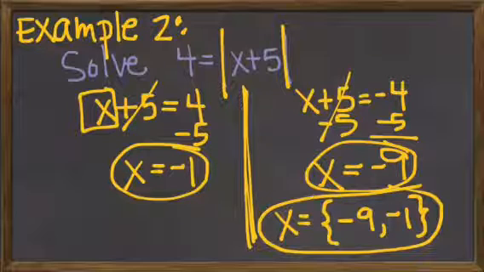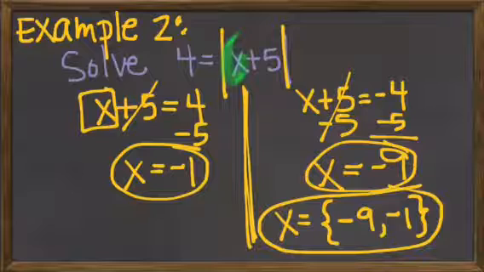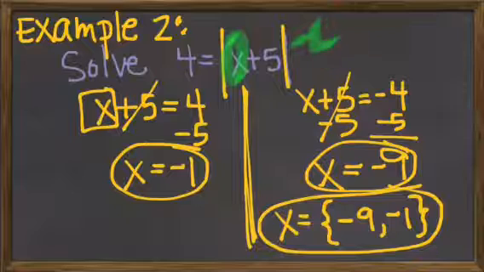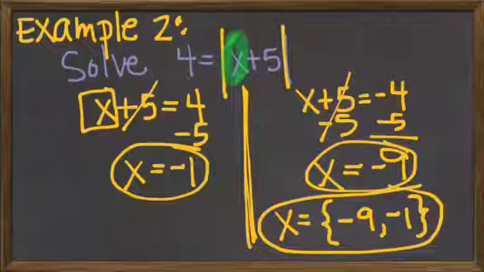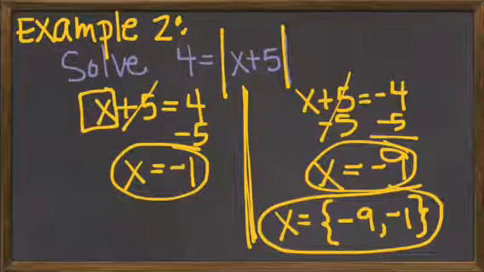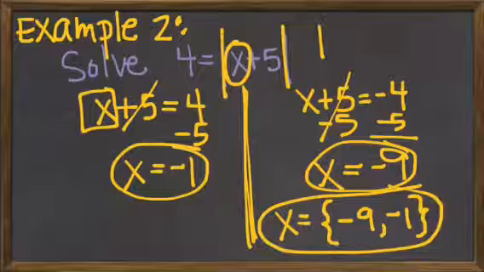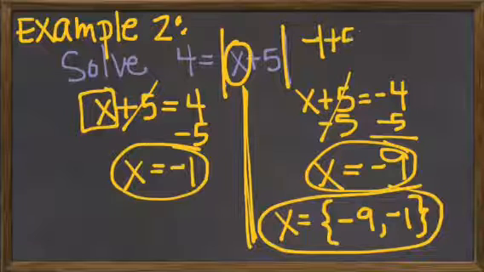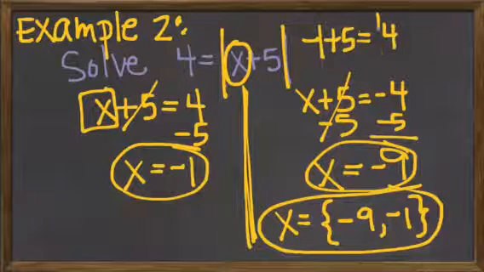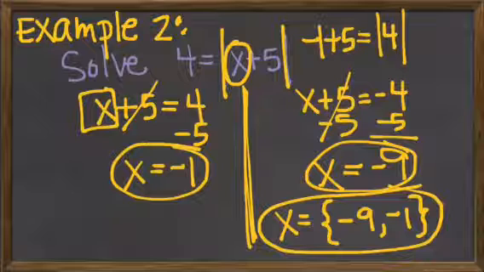We're going to check it by plugging it in. If I plug in negative 9 here, negative 9 plus 5 is negative 4. So that's great, it works. If I plug in negative 1 into this same place, negative 1 plus 5 is equal to positive 4, and the absolute value of positive 4 is 4. So these answers work.